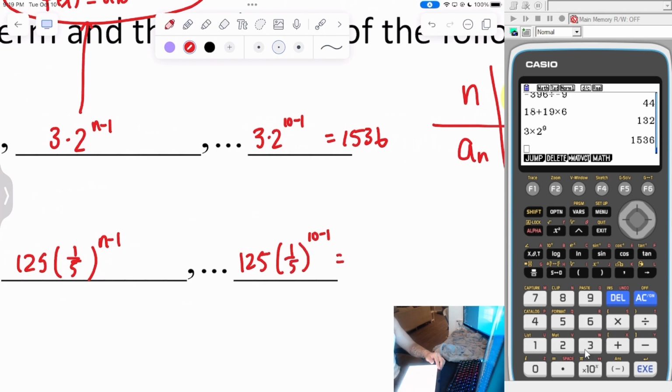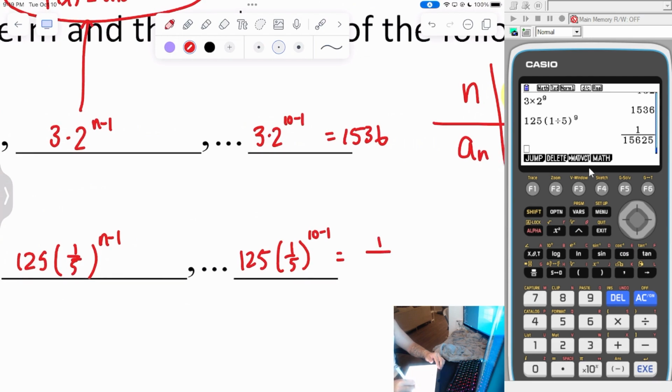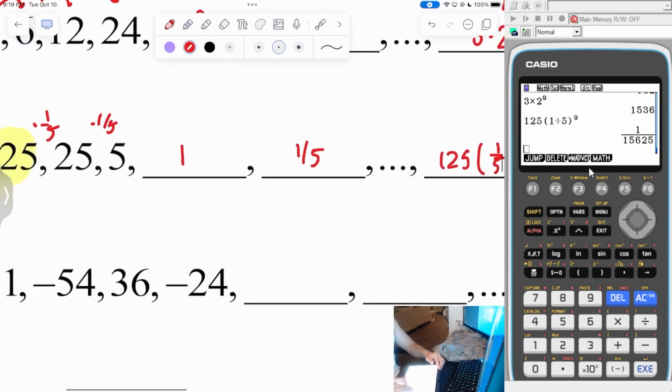Let's go ahead and put that into my calculator. 125, 1/5, to the power of n minus 1. So 10 minus 1 is 9. So I get a really nasty scientific number here. However, as long as I convert it back into a fraction, it should give us something easily understandable. So this all equals 1 over 15,625.